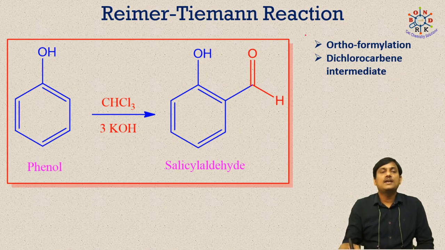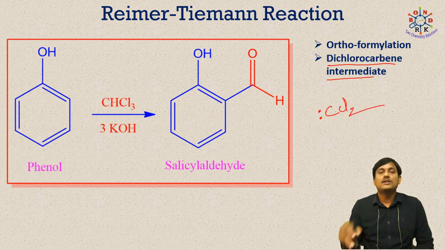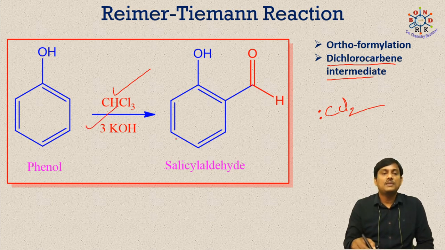Reimer-Tiemann reaction is an ortho-formylation reaction. Formylation takes place at the ortho position of the phenol. In this reaction, there is a formation of dichlorocarbene intermediate. This is the intermediate you will get, CCl2. This is the intermediate which is formed in the Reimer-Tiemann reaction. In this reaction, phenol is treated with chloroform in the presence of potassium hydroxide. There is a formation of salicylaldehyde in the case of phenol.